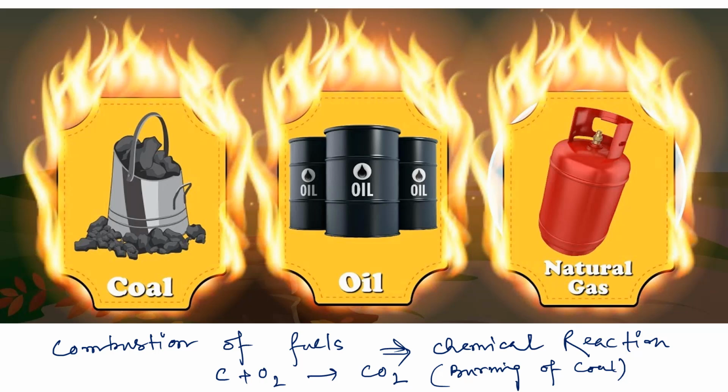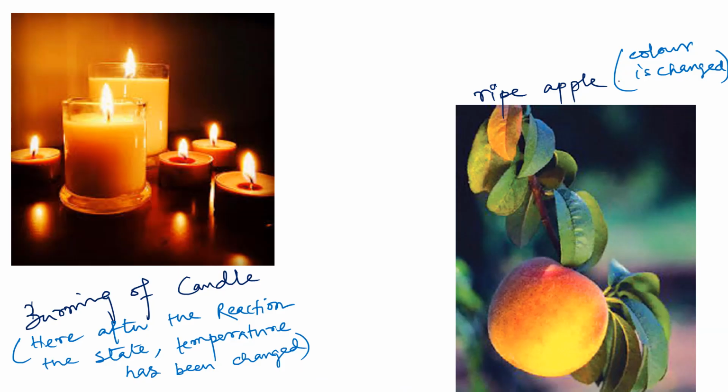Now here we have taken some examples: coal, oil, natural gas. They are actually burnt, thus we are able to get the heat energy. Whenever we are burning them, that type of reaction is known as combustion reaction of fuels. Now, whenever the candle is burned in presence of oxygen, the temperature is being changed, right? So, by the changing of the temperature, we are able to say that some chemical reaction has happened.